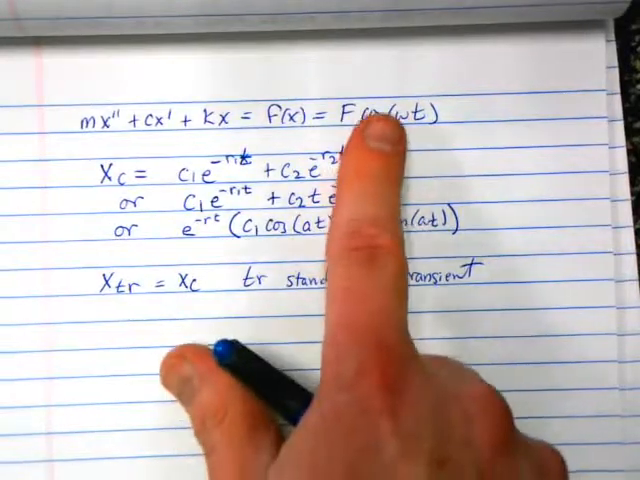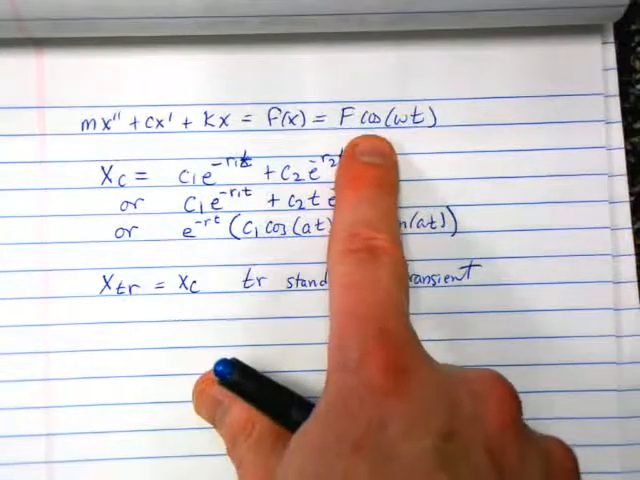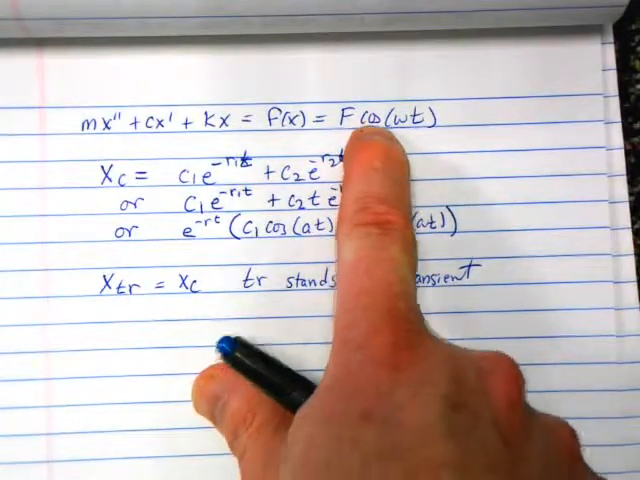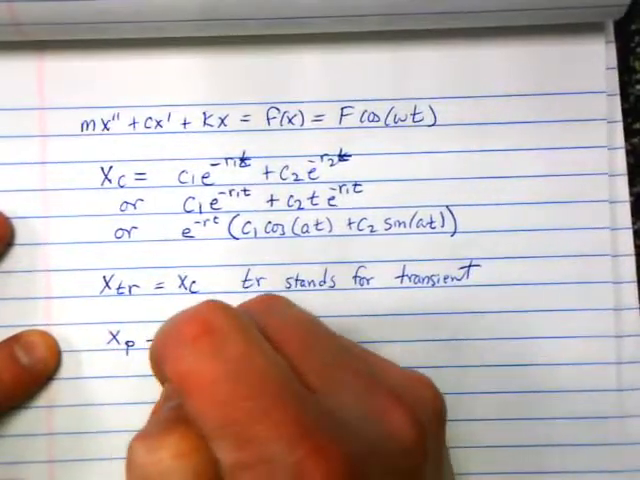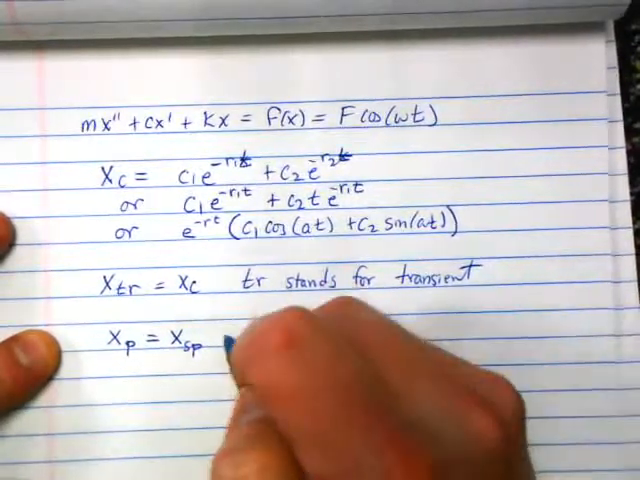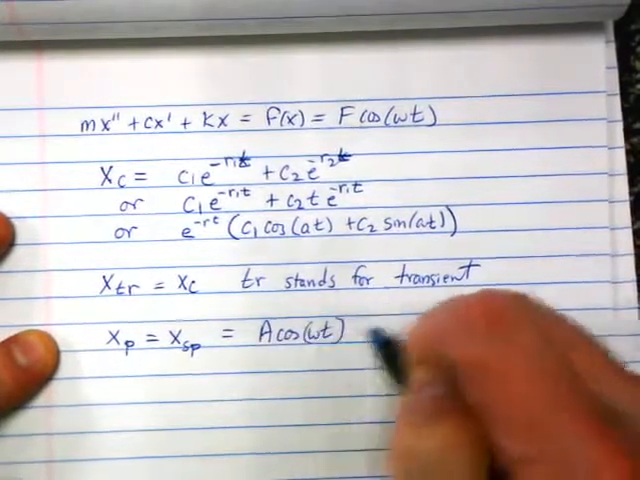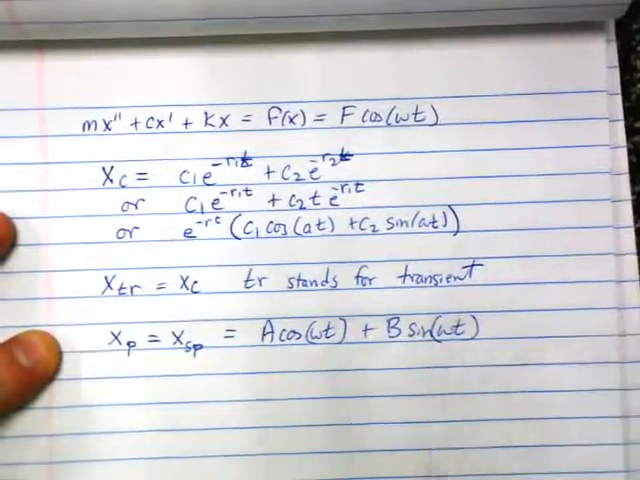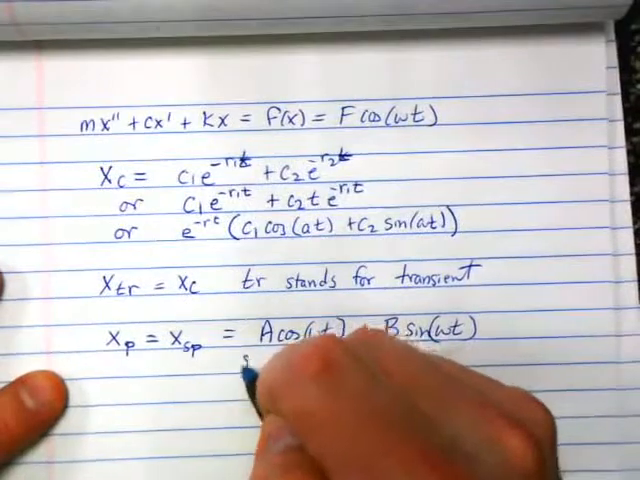So the only real question is, what's going to happen with our non-homogeneous solution? What's our particular solution going to look like? Well, our x sub p, which is usually called in this case x sub sp, is going to have a cosine omega t and a b sine omega t. SP stands for steady periodic.